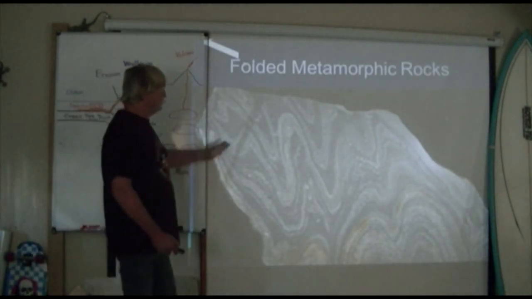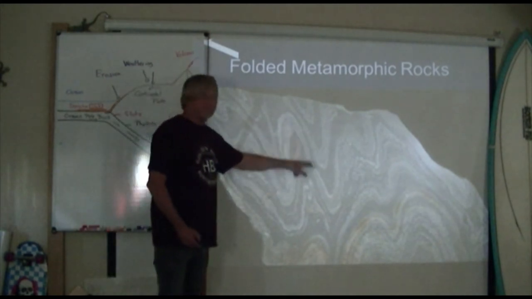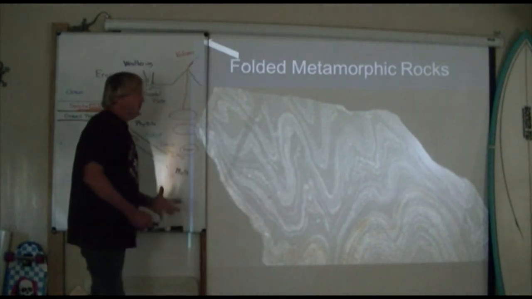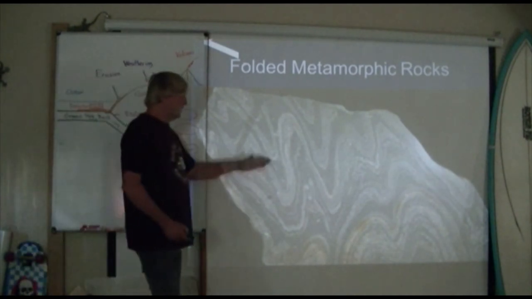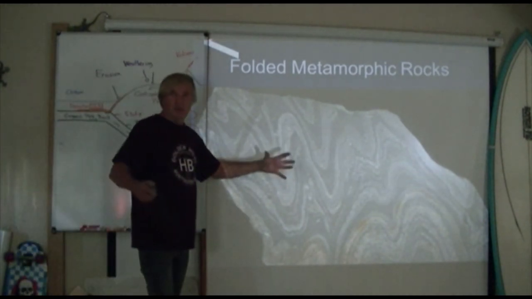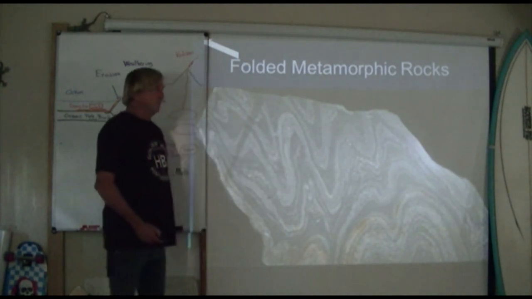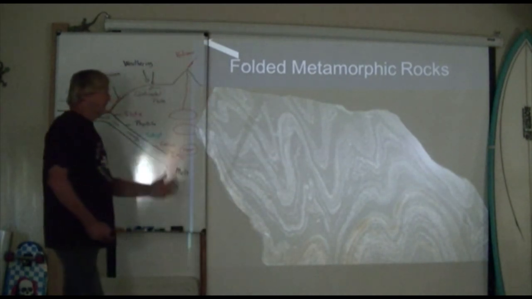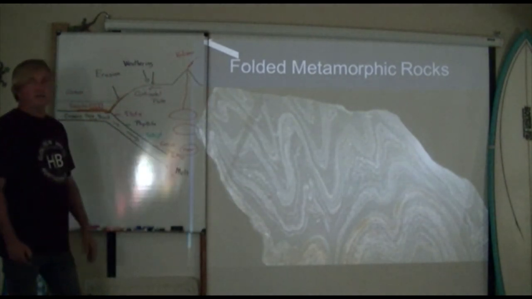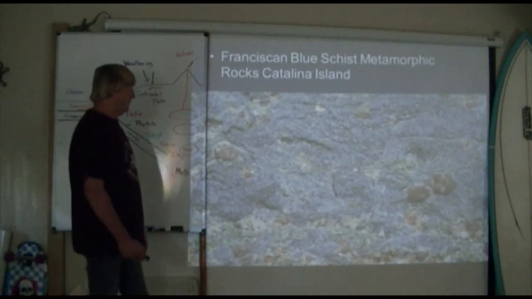These are folded metamorphic rocks. So this is metamorphic rock that has considerable fold structures in it, and these fold structures only occur in subduction zones like this. If this was a metamorphic rock that was not in a subduction zone, a zone of compression, it would be more linear, straight. But because you have these fold structures, this basically results in a rock that was formed in a subduction zone. So this is some of the blue schist that's found on Catalina Island.